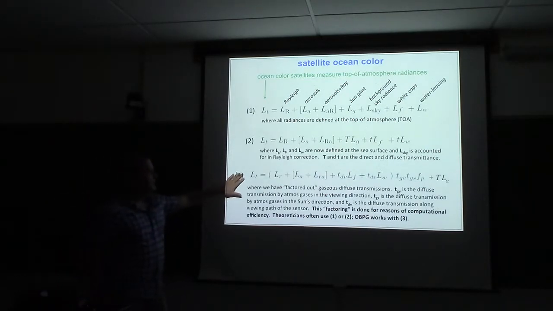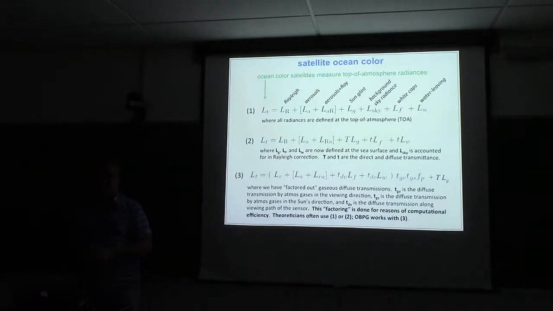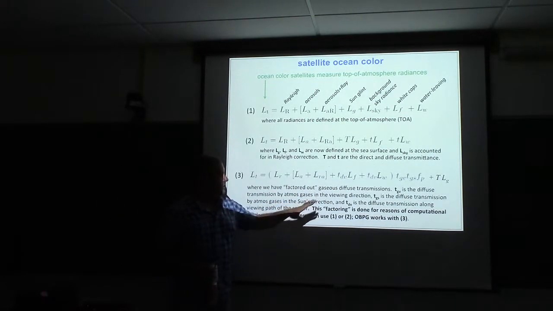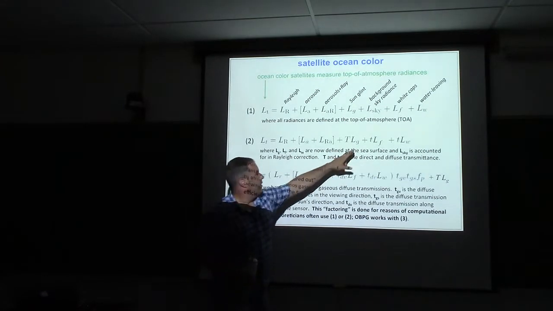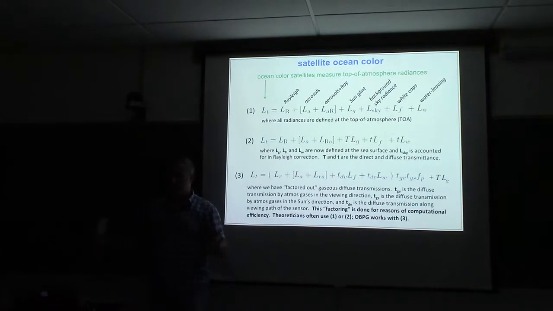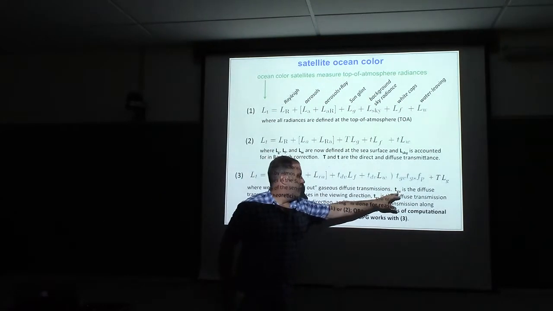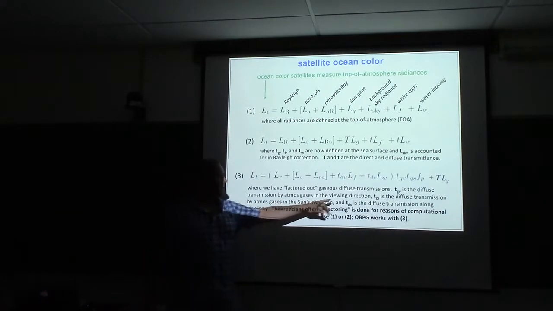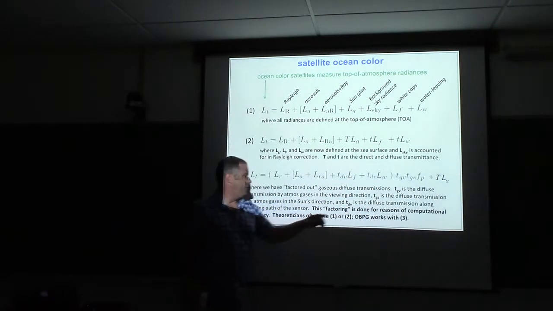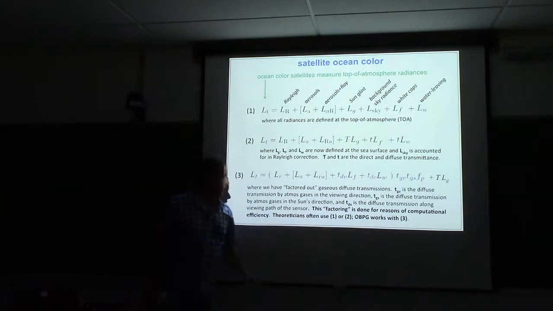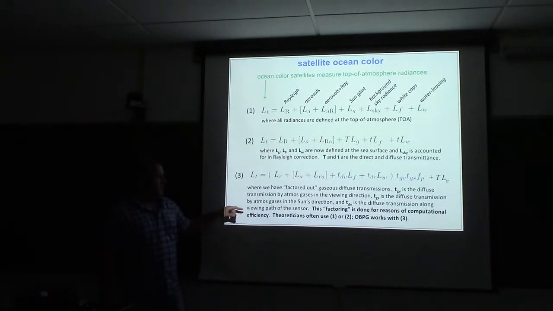So finally, we get down to the governing equation that we're going to spend the rest of the morning on. In this case, we factored out the transmittances, meaning that they appear in a couple of different places. We've now assigned them into a couple of different bins. You have the G and the V, which is diffuse transmission by gases in the viewing direction. The GS is diffuse transmission by atmospheric gases in the sun's direction. And the D stands for diffuse transmission along the viewing path of the sensor.